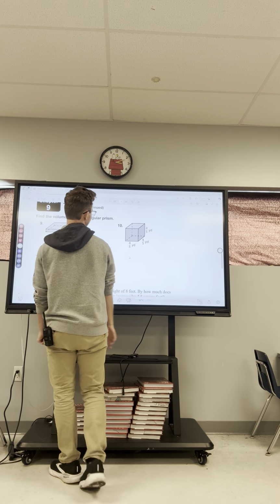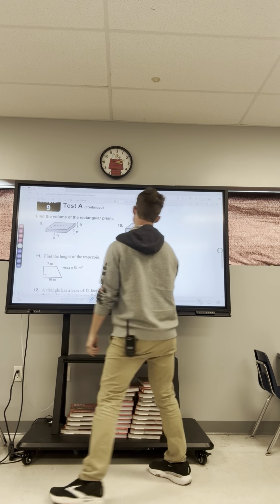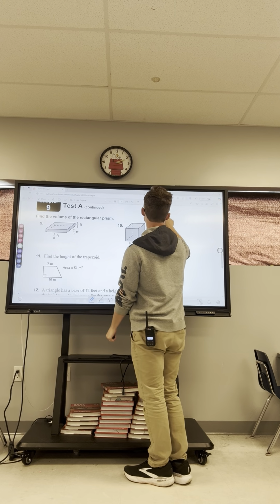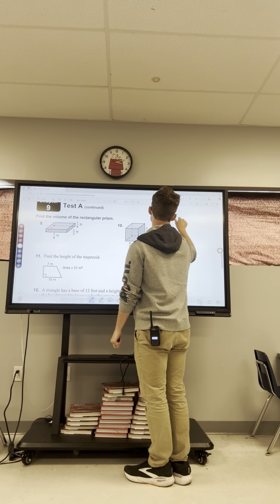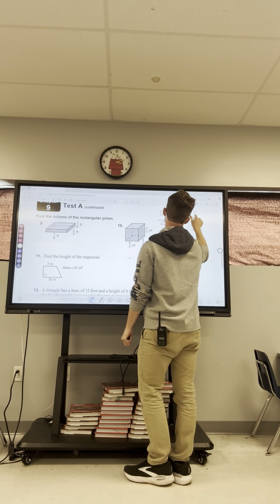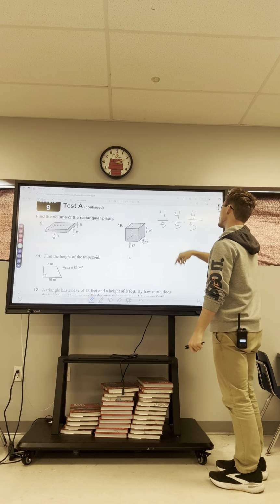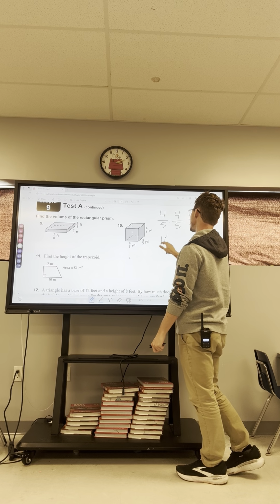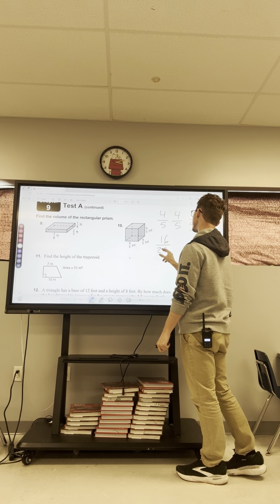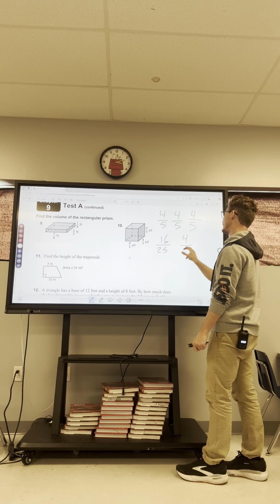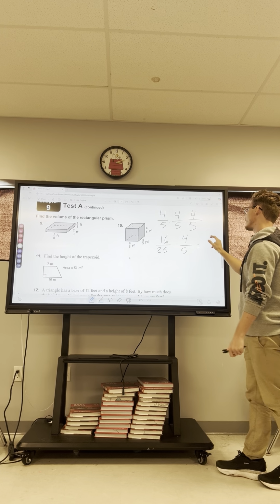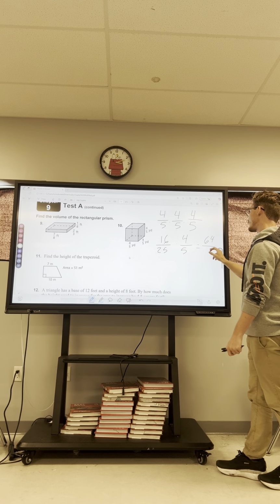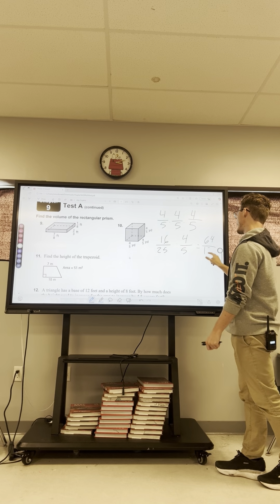Again, the other one's just the exact same thing. It's a square. 4 times 4 over 5 times 4 over 5 times 4 over 5. 4 times 4 is 16. 5 times 5 is 25. Then I do the same thing. 16 times 4 is 64. 25 times 5 is 125.